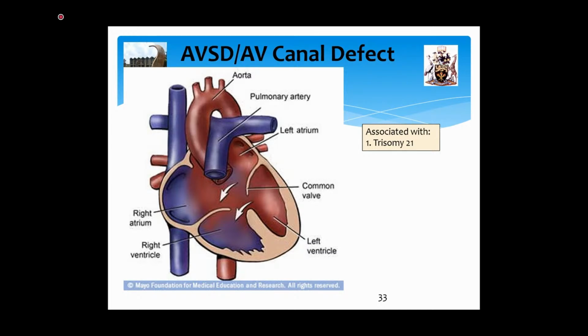AVSD is atrioventricular septal defect or atrioventricular canal defect. It essentially means where the atrial septum meets the ventricular septum, there's a defect, and between the AV valves. So that is what we mean by AV canal defect or AVSD. Right in the middle of the crux is where the defect is. There's a primum ASD, there's a VSD, and the atrioventricular valves also have issues with them.